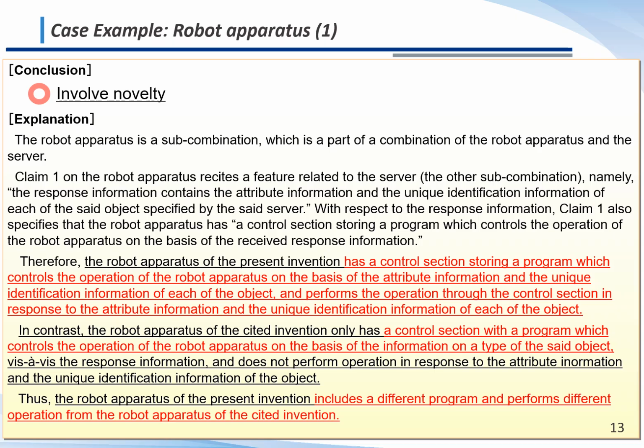Therefore, the robot apparatus only has a control section with a program which controls the operation of the robot apparatus on the basis of the information on the type of the object, vis-a-vis the response information, and does not operate in response to the attribute information and the unique identification information of the object. Thus, the robot apparatus of the invention of Claim 1 includes a different program and performs different operations from the robot apparatus of the cited invention. In conclusion, since there are differences between the invention of Claim 1 and the cited invention, the invention of Claim 1 is determined to have novelty.